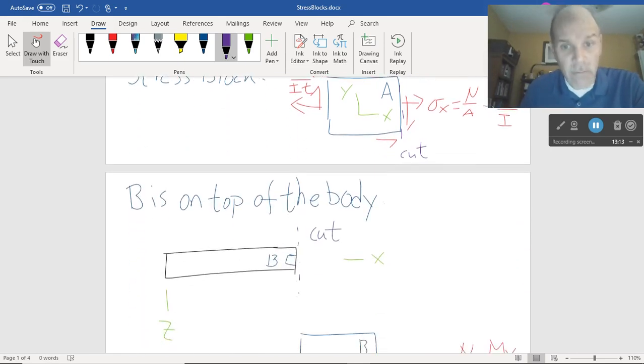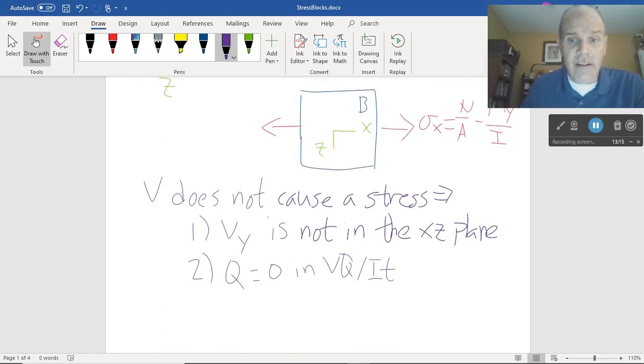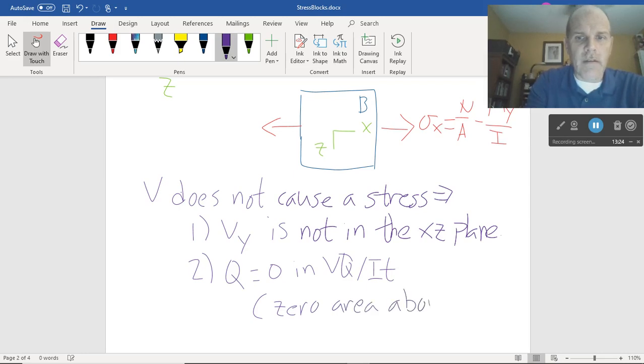Aha. The other way, the mathematical way for us to see that, right? And I'll note that's because there's 0 area above the cut, or above B, shall we say. Right? Since there's no area above point B, we don't have any Q. We don't have any Q for VQ over It. We have no shear stress due to the force V. It's going to try, it's going to fail, right? And we just have this situation instead, just the normal stress.